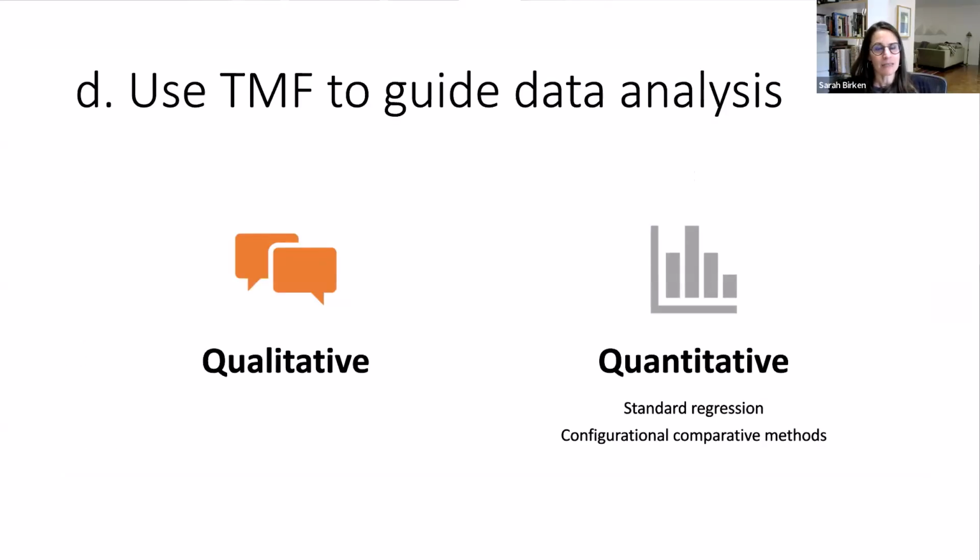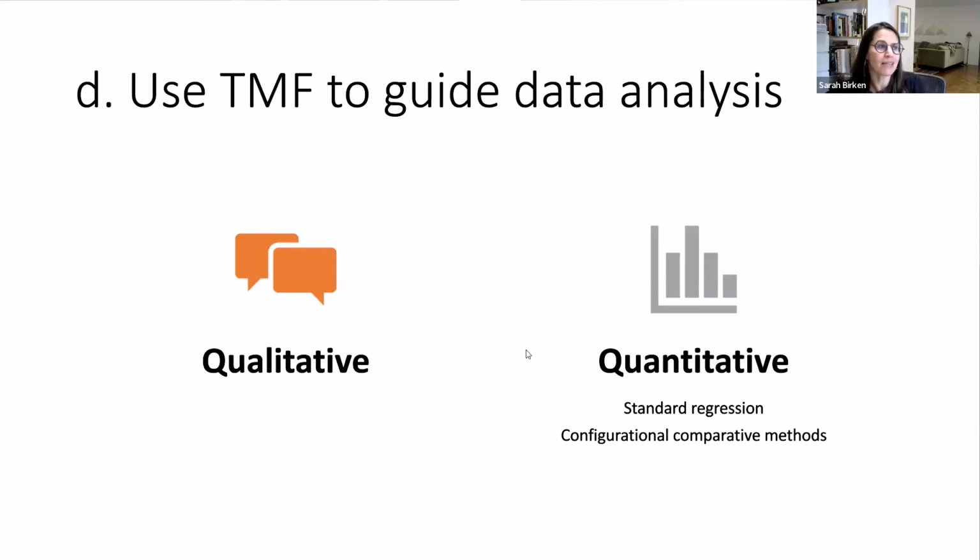You can also use theories, models, and frameworks to guide your data analysis. For qualitative methods, it's pretty straightforward: you think about the constructs in a framework, theory, or model as codes for the qualitative data. For quantitative analyses, you can use theories to think about what factors should be included in your analysis. I'm realizing not everybody is familiar with configurational comparative methods, but you should be. It's a very compelling method.